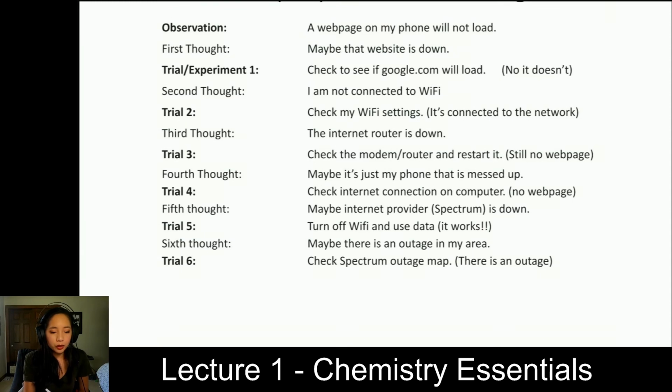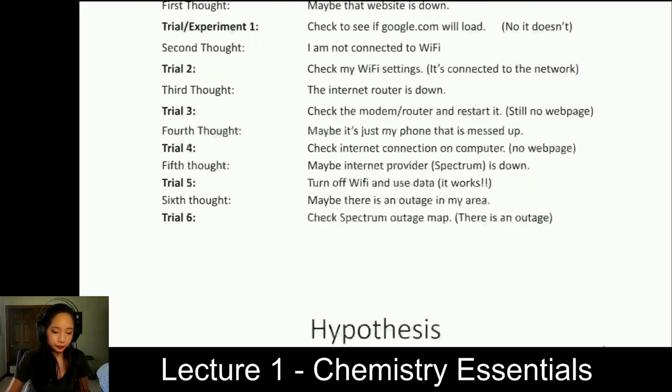So for example, like the first observation, a website on my phone won't load. So the first thought is maybe the Facebook website is down. That would be a hypothesis. Well, how do we test it? Well, we can check if other websites will load, or we can use a different device to see if Facebook will load. So that is a hypothesis that we come up with from an observation. The observation is Facebook won't load on my phone. Our hypothesis is maybe the Facebook website is down.